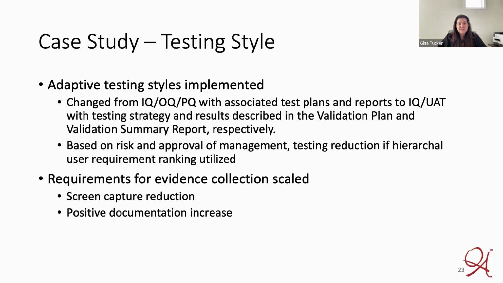They further utilized risk to assign a hierarchy schematic to their requirements. Requirements were rated 1 to 3, 1 for critical, 2 for moderate, 3 for low. And then testing of critical functions was more robustly conducted than it was for moderate or even low risk. And so at the end, they reduced the overall number of test scripts that were required to be completed, but they also reduced the amount of screen captures that were needed and made a switch to a reliance on positive documentation as opposed to creating a screenshot for each step in a test script.